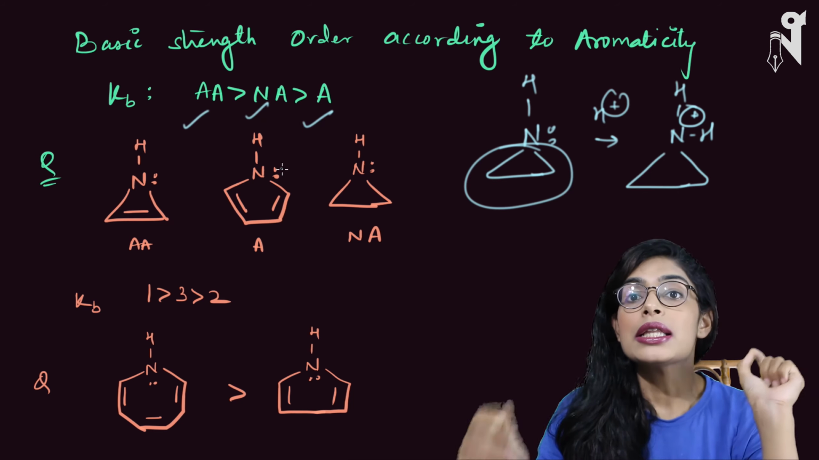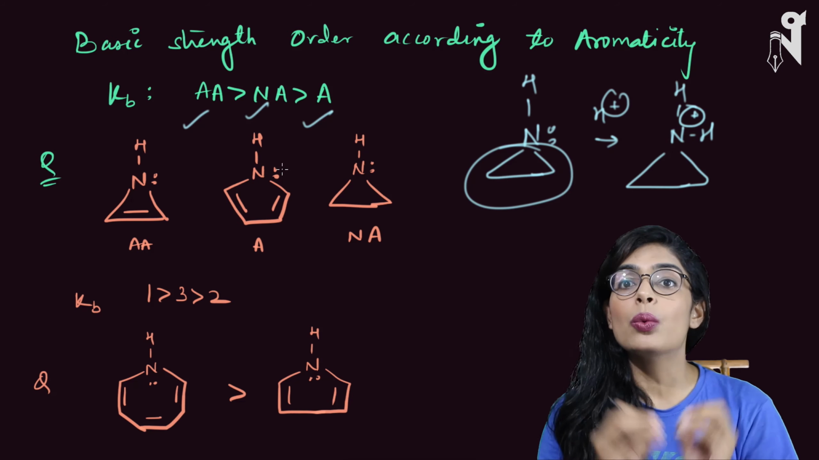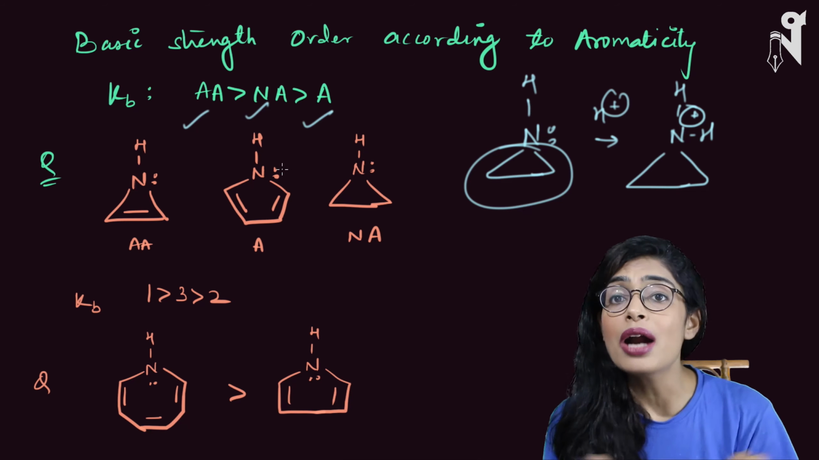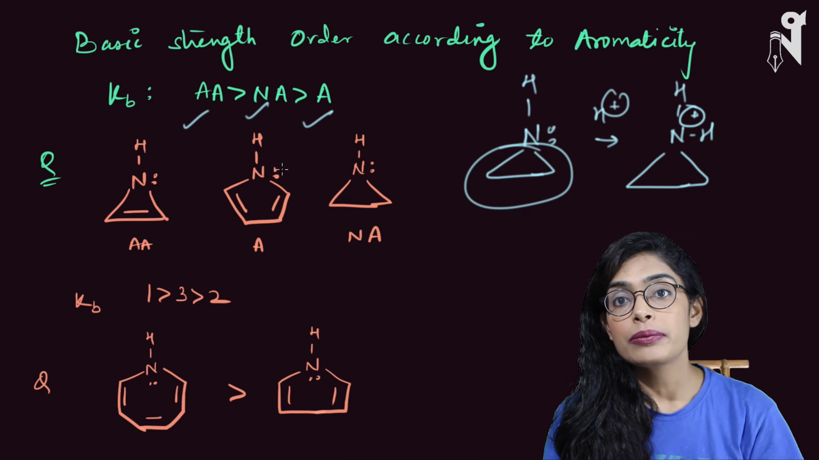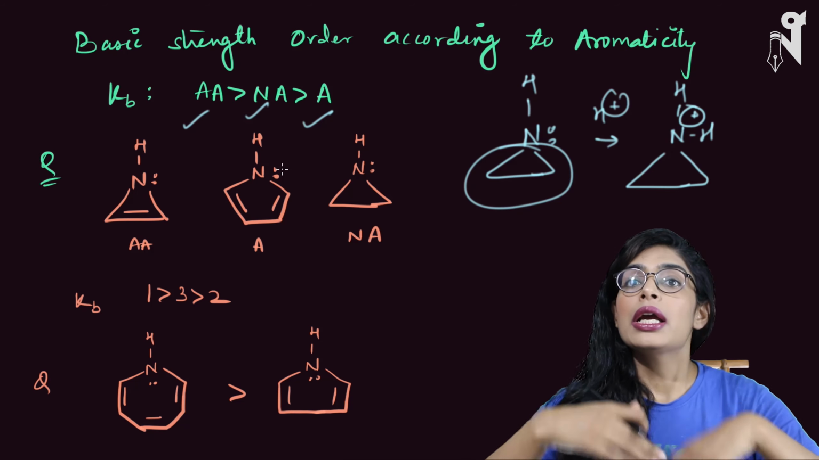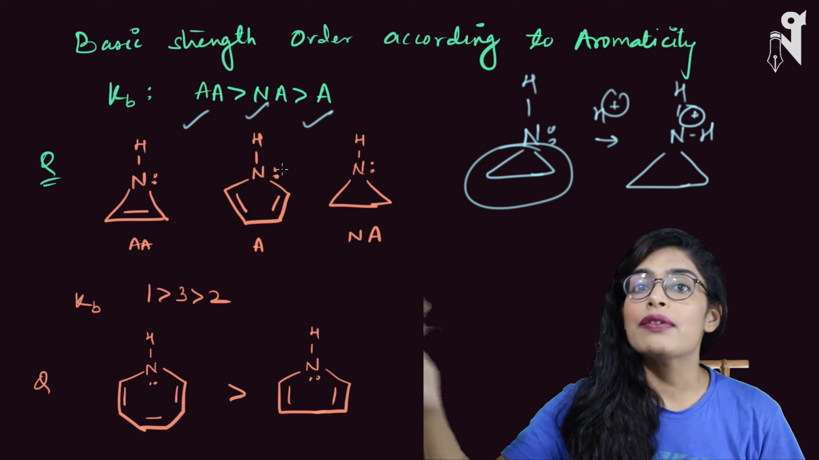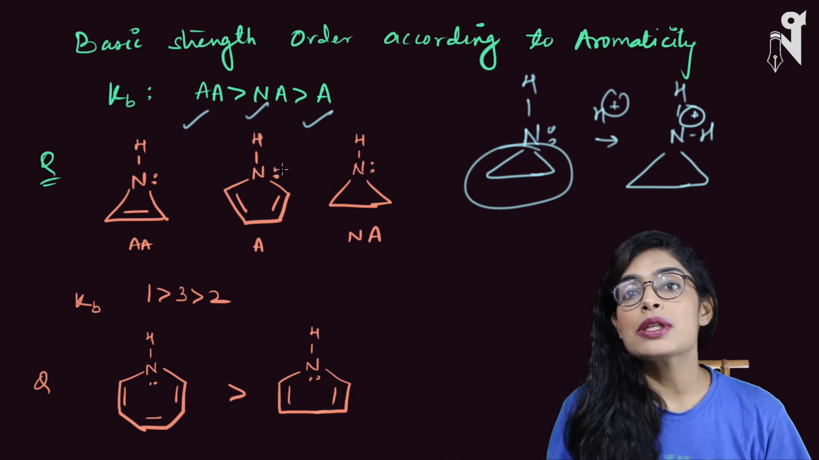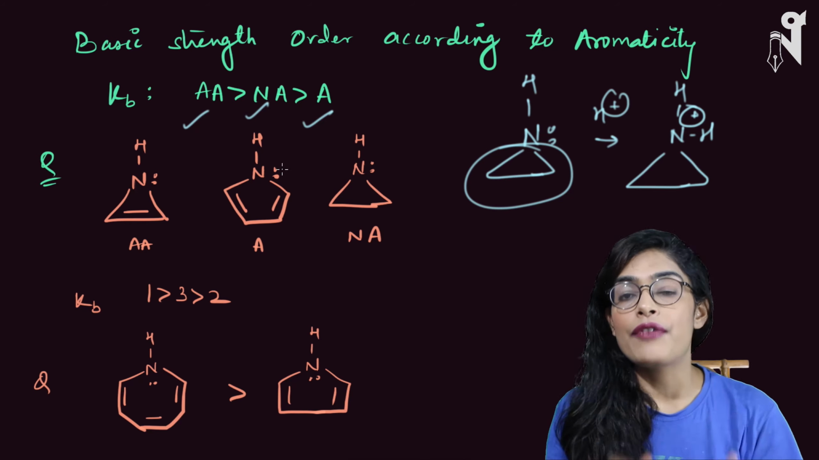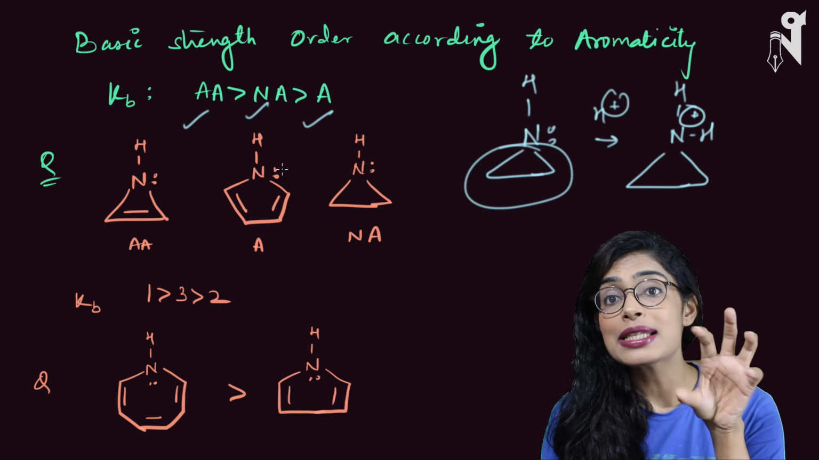Please understand, this phenomenon, or this particular concept, is applicable only when the nitrogen is part of the aromatic ring. It is not outside the aromatic ring. If it is outside the aromatic ring, in that case the aromatic ring is not getting affected by the pair of electrons given by nitrogen, or acceptance of H plus is not affecting the aromaticity of the molecule, because your ring is still aromatic.